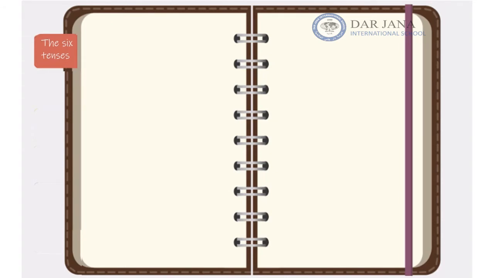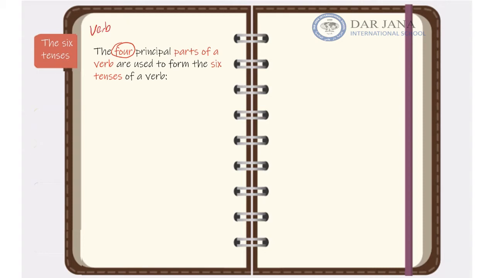Now, what are these 6 basic verb tenses? Well, we use the basic 4 forms of the verb to form the 6 verb tenses. Now let's start with the 4 principal parts of the verb. I'm sure everyone knows that, but just a quick refresher. Sometimes they are called the verb forms. Now these verb forms are not tenses. They are the form of a verb in 4 different shapes in the English language.